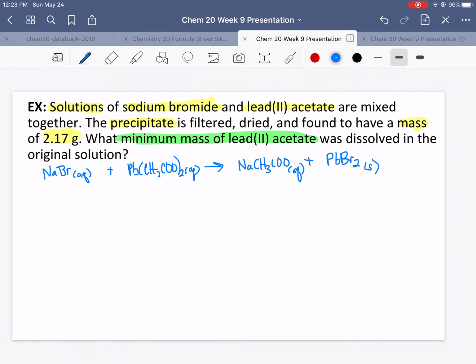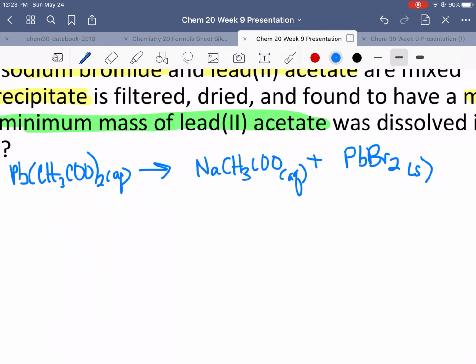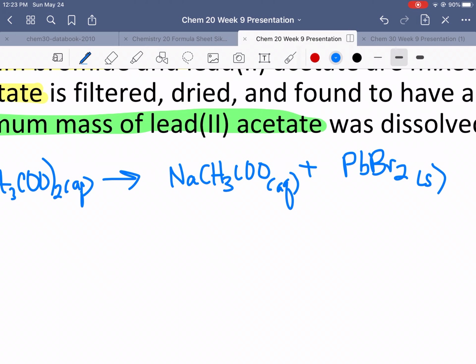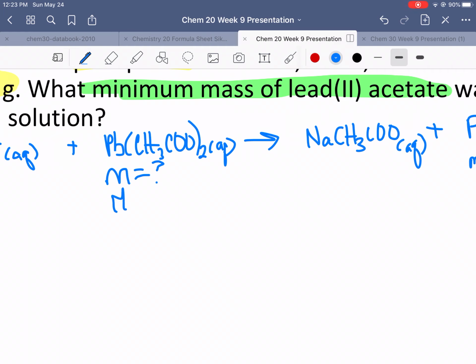That's huge, because in the question it says the precipitate has a mass of 2.17. You didn't know that until you figured out what the precipitate was. Now we can put that 2.17 grams in the proper location. What are we looking for? The minimum mass of lead-2 acetate dissolved. There's our unknown. Remember those extra givens you can always figure out.